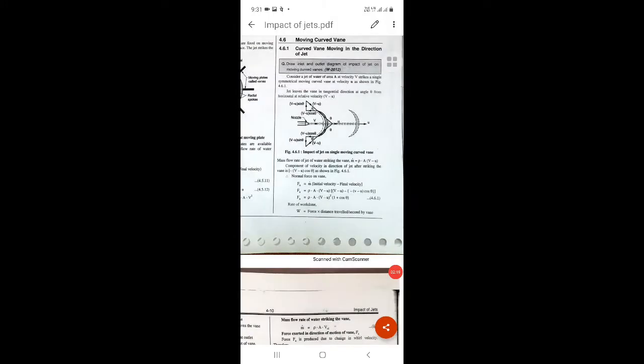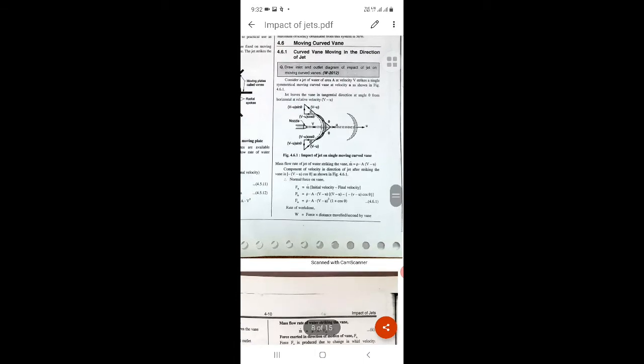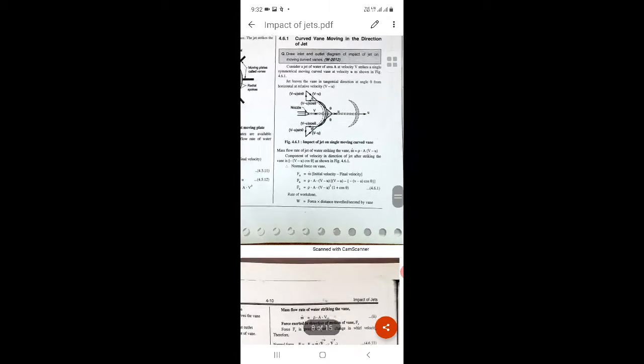So consider a jet of water with velocity v, and the diameter of the jet is d and the area of the jet is a, with a symmetrical plate. Impact of jet is as shown in the figure. The jet leaves in the tangential direction at an angle theta. So V minus U.